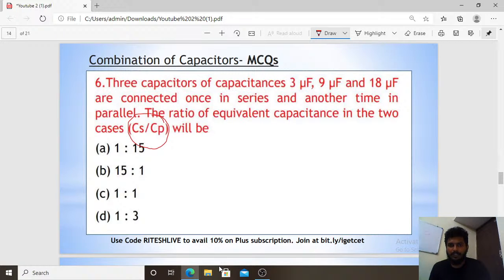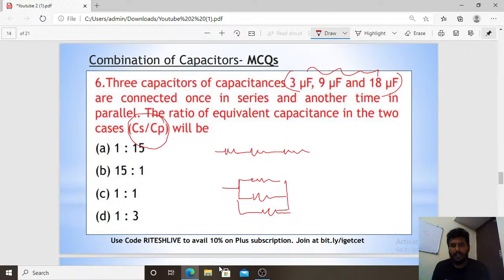Look, there are three capacitors: 3, 9 and 18. So these 3 capacitors are first connected in series. Series means like this, right, you know that. Then they are connected in parallel like this, and you need to get the ratio of CS and CP. So what is the ratio?